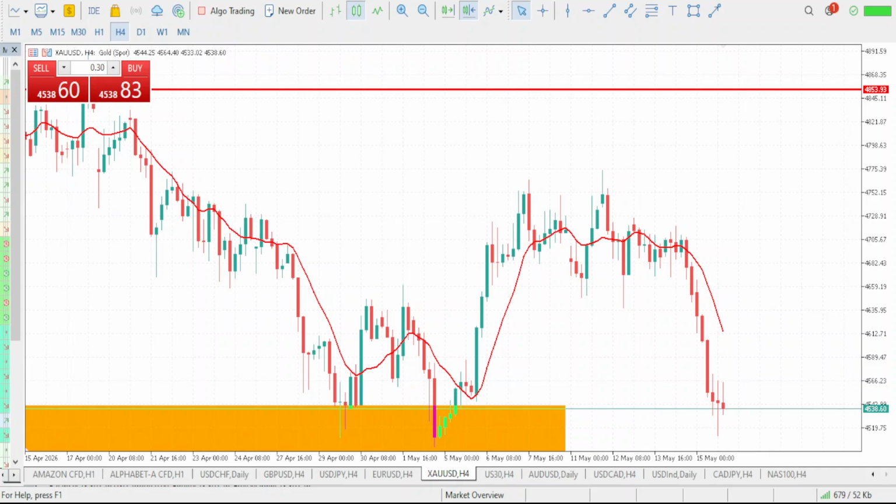So guys, let's take a look at what we are going to be expecting on our gold for this week. We are going to be doing an in-depth analysis on this gold, and we would want to see what gold is actually going to be giving us for the week.